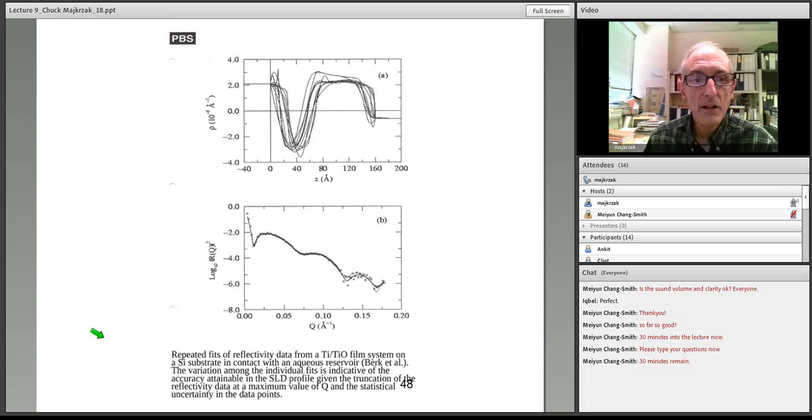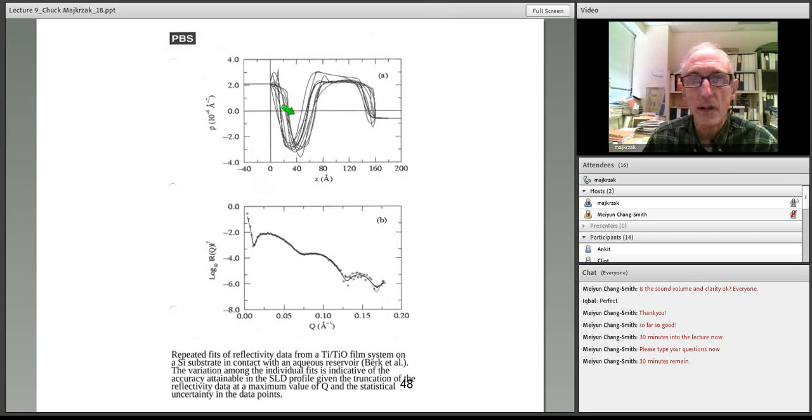Okay, so here is a simple system. This is the silicon substrate. This is titanium and titanium oxide in the scattering length density profile in an aqueous reservoir of water. This is the reflectivity curve, the circles, and the fits from this family of curves. So again, there's variation here because why? There is a finite value, a truncation of reflectivity data up to a certain maximum Q. So there's uncertainty. To get less variation here, we have to measure to higher Q.